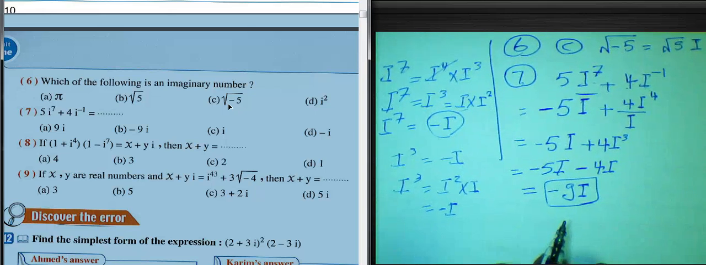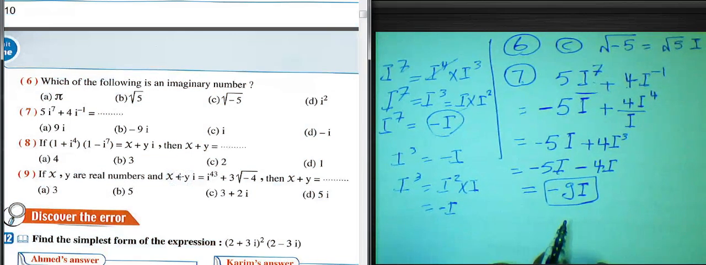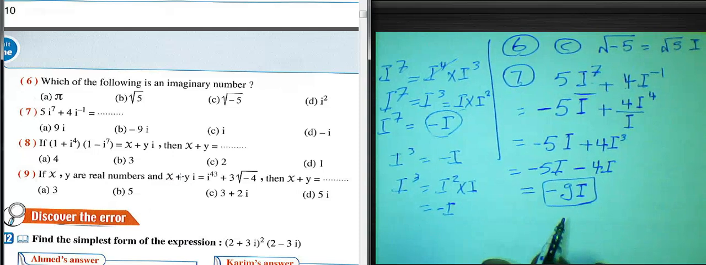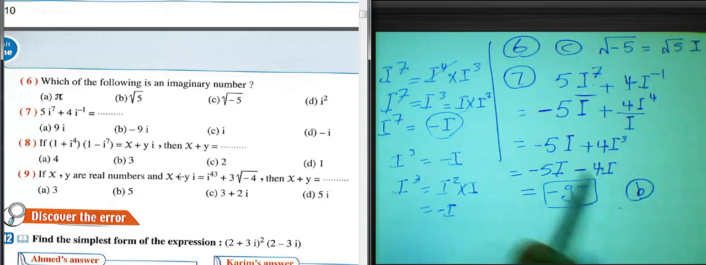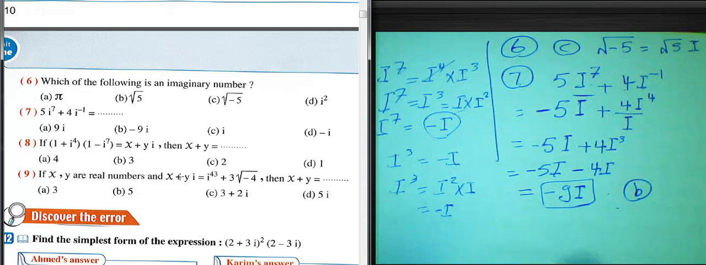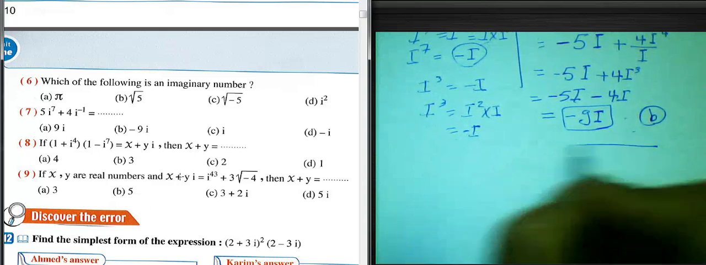It's easy for you. Another question. So we will choose letter B for question 7. What about question 8?